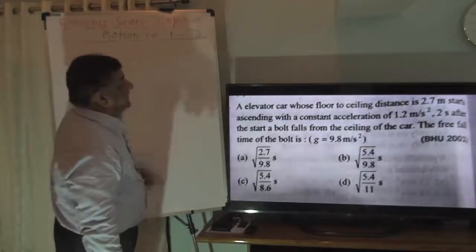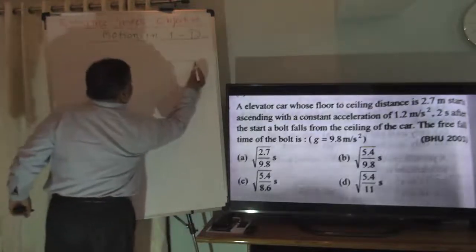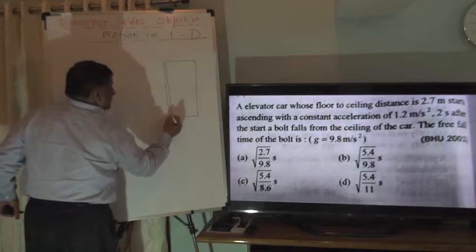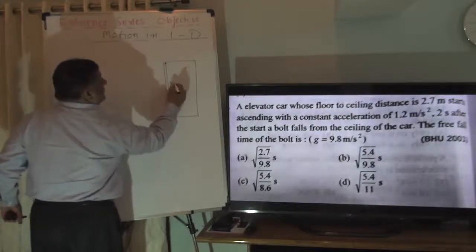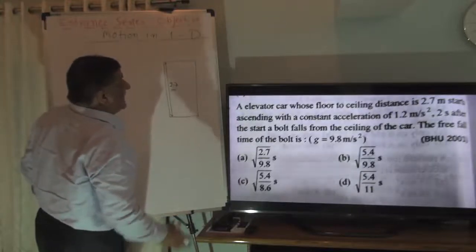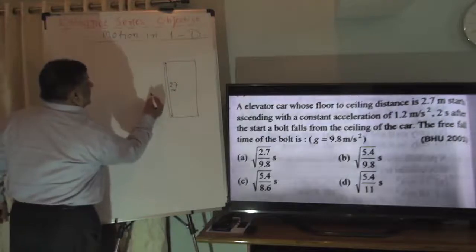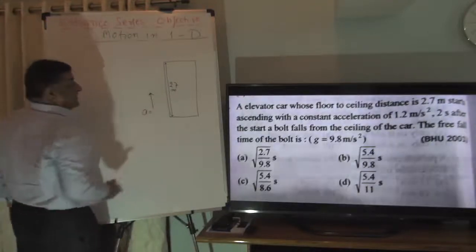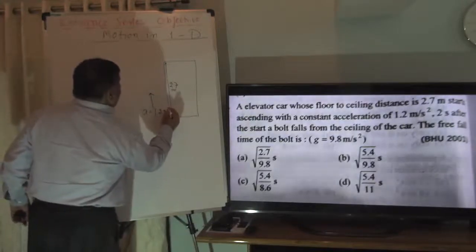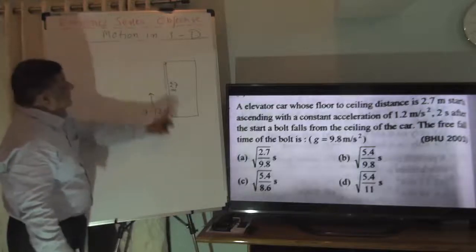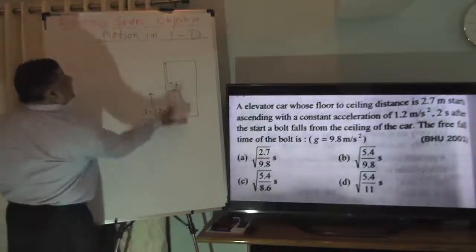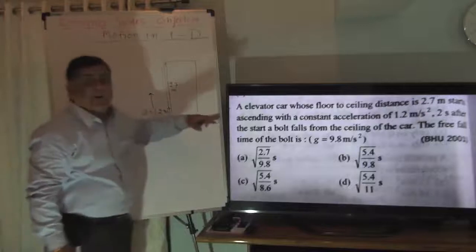Elevator whose floor to ceiling distance is 2.7 meter. It is ascending with a constant acceleration. It is going up with a constant acceleration equal to 1.2 meter per second square. This is going up with this acceleration. 2 seconds after the start, when it goes up for 2 seconds, its velocity has increased.